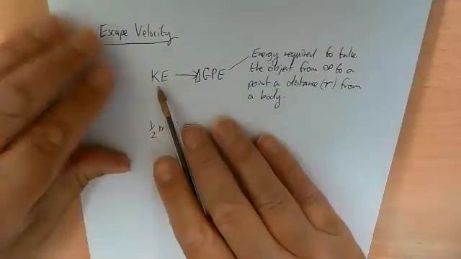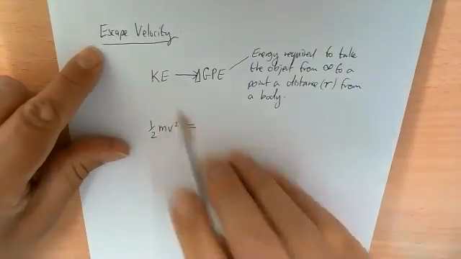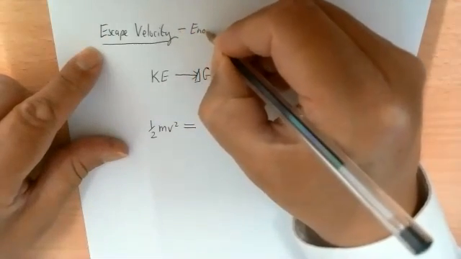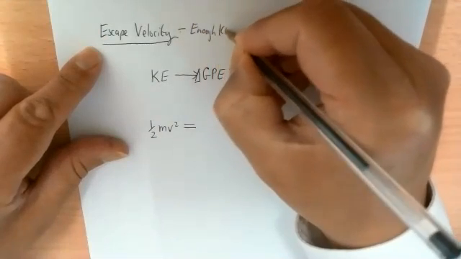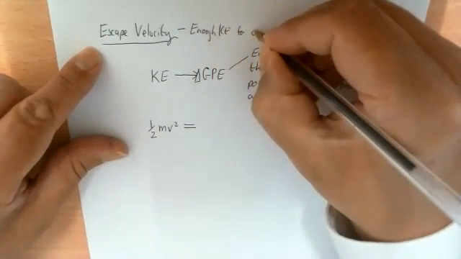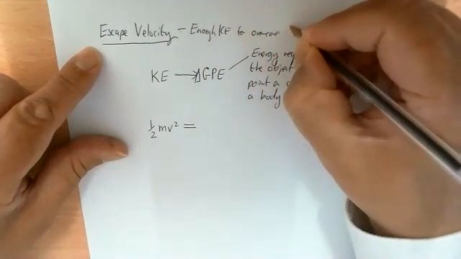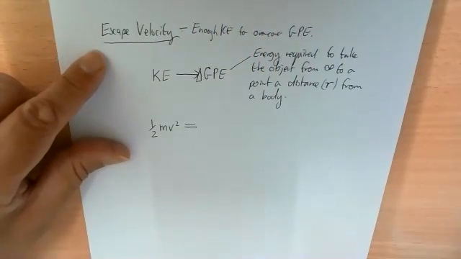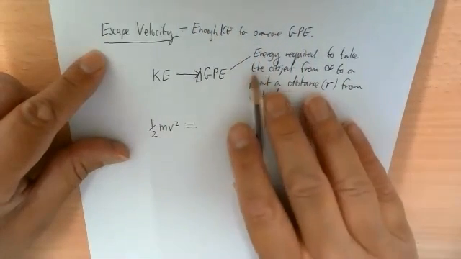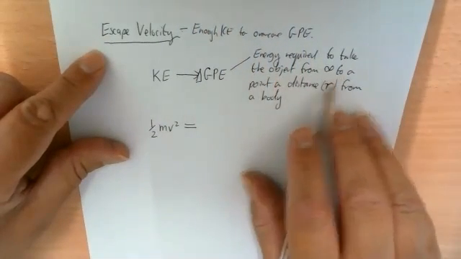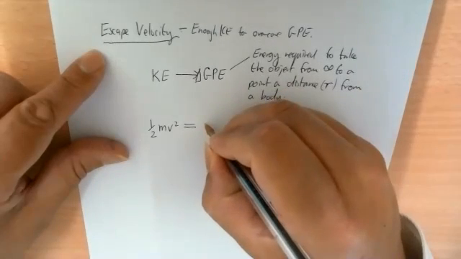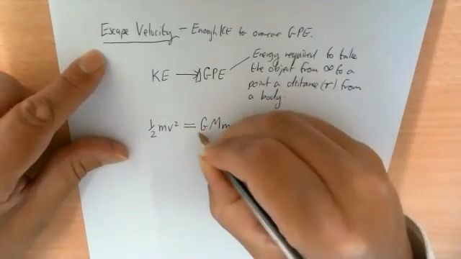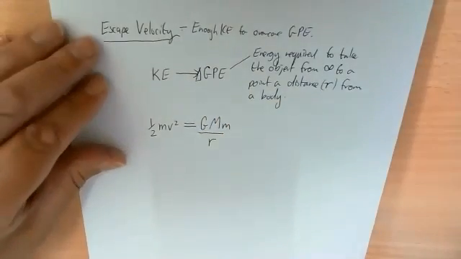Now, here we are. So escape velocity. The idea behind escape velocity is it has enough kinetic energy to overcome that changing gravitational potential energy, to take it to infinity. As that GPE is the energy required to take it from infinity to that point, we can say that's going to be equal to big G, big M, little m over r.